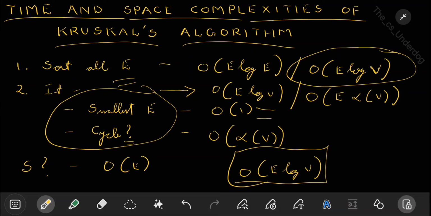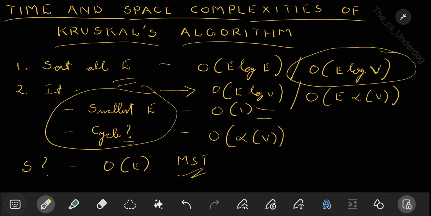And then what about the MST? We are building the MST from scratch. So initially you have an empty MST and then you are building this MST from scratch, which means you are adding 1 edge, 2 edges, 3 edges and so on. So this will take order of V space. Why is it taking order of V space? Because the MST will have maximum V minus 1 edges. So for each edge, if you add 1, still it will take order of V space. So this is for the MST.